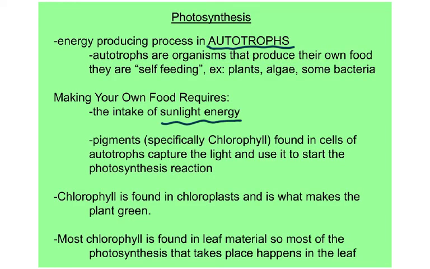Pigments, specifically chlorophyll, found in cells of autotrophs, capture the light and use it to start the photosynthesis reaction. Chlorophyll is found in chloroplasts and is what makes the plant green. Most chlorophyll is found in leaf material, so most of the photosynthesis that takes place happens in the leaf.